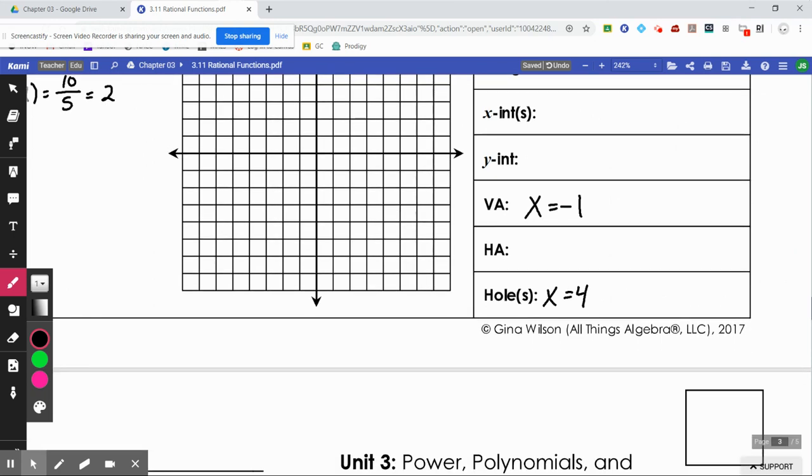So therefore, my hole in my graph is going to be located at (4, 2), which you can count: 1, 2, 3, 4, 1, 2. You can draw that hole on your graph.